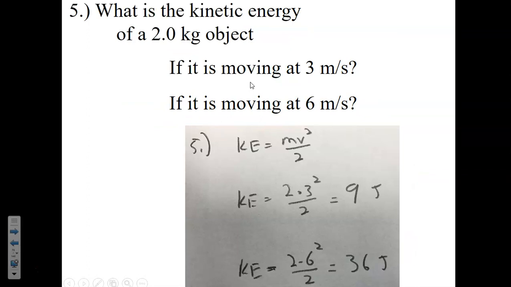So number 5, or just a question: what is the kinetic energy of a 2 kilogram object if it's moving at 3 meters per second? And what is the kinetic energy if it's moving at 6 meters per second? Well, if it's moving at 3 meters per second, we take our mass, 2 times 3 squared divided by 2, and we get 9 joules. Okay. If we double the velocity, instead of 3, it's moving at 6. Okay, we have 2 times 6 squared divided by 2. That gives us 36. So notice when we doubled our velocity, the kinetic energy quadrupled, 4 times as much.